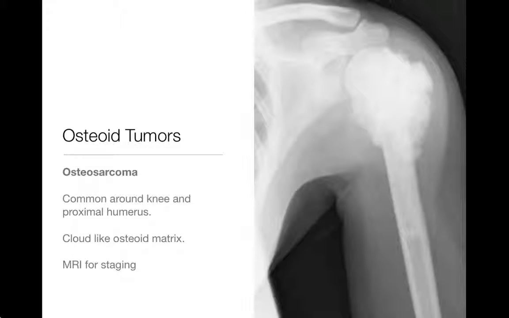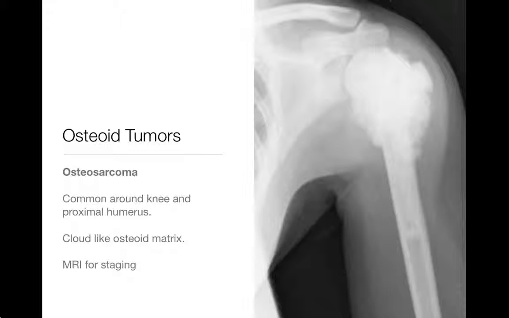So first up, osteoid tumors, and probably the most important and certainly one of the more common osteoid tumors in kids and young adults is going to be osteosarcoma. Osteosarcoma is a nasty tumor. It's a scary tumor. It's a very aggressive tumor, and it's certainly one of the more common primary bone tumors of kids and young adults. So osteosarcomas are osteoid tumors, so they're going to have osteoid matrix.